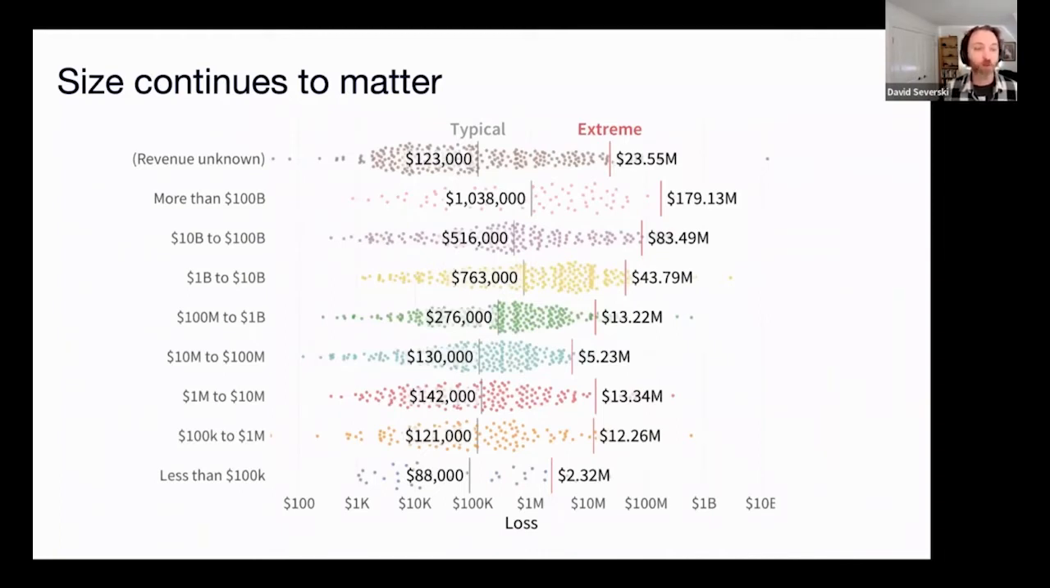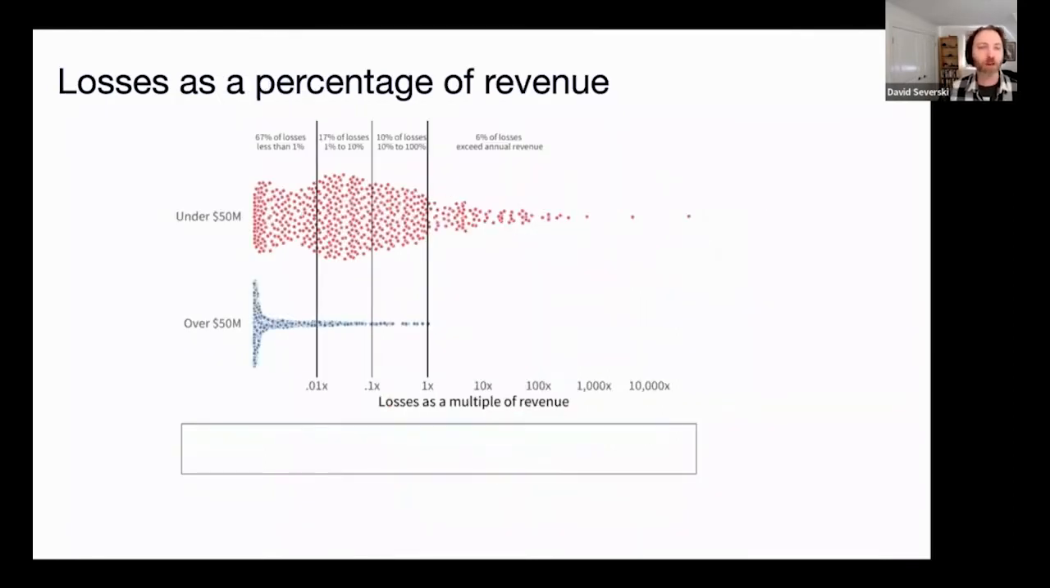So for a small firm of 1 to 10 million, sure, they may have a typical loss of 142,000, which is not good, but they may have, again, that 5% chance of a loss greater than 13 million. So that is a huge valuation change there. And so small firms need to take note. And just to beat on that drum a little bit more, we can look at this overall and say, look at all the losses as a percentage of revenue. The red dots on the top section there are representative of the losses experienced by firms that are $50 million or less in revenue.